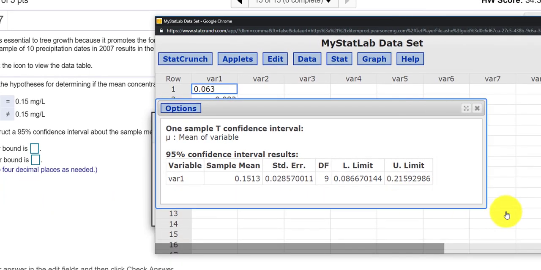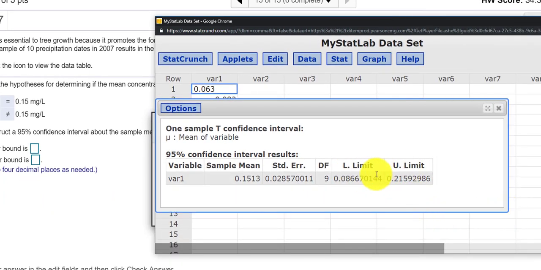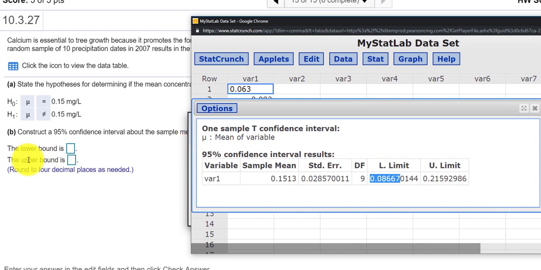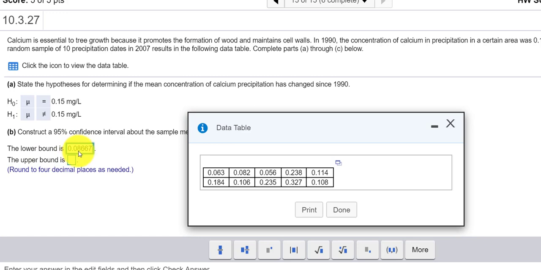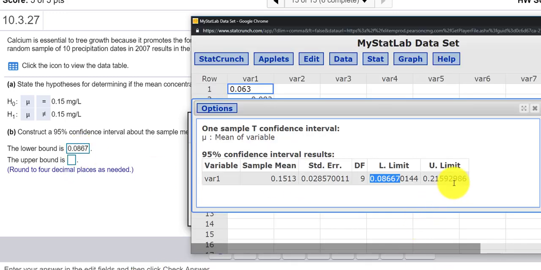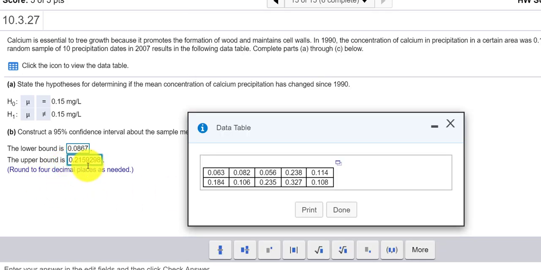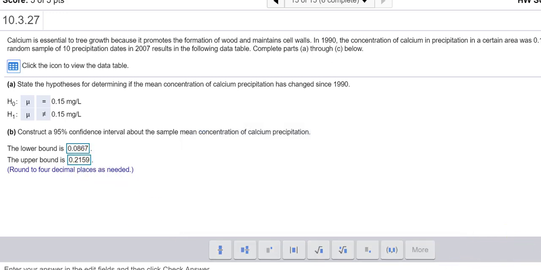We get our lower limit and our upper limit. It says to round, I think, to 4 decimal places. So 1, 2, 3, 4. So I have to round that up to a 7. And then the upper limit, if I can find it, here we go. And again, we have to round this to 4 decimal places. So let's see, 1, 2, 3, 4. I think that's good, right? Okay, so I will check my answer.